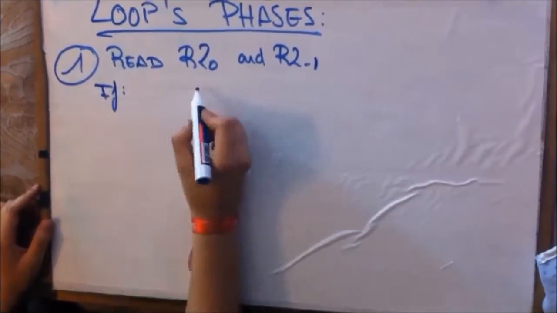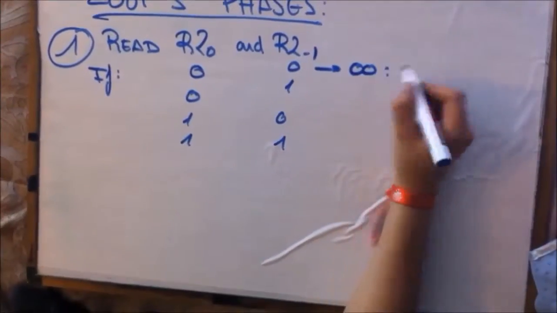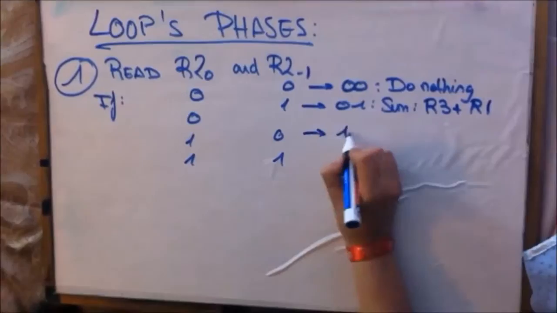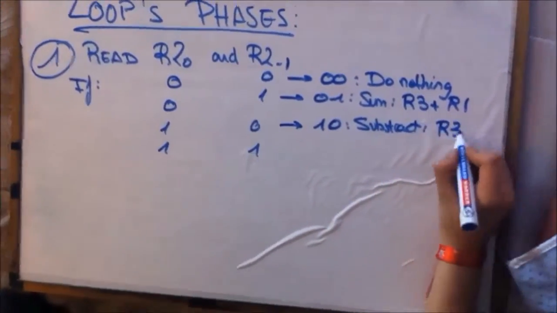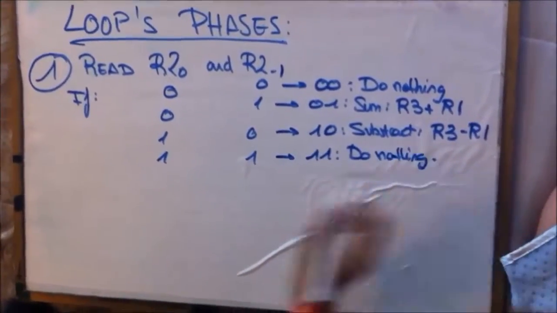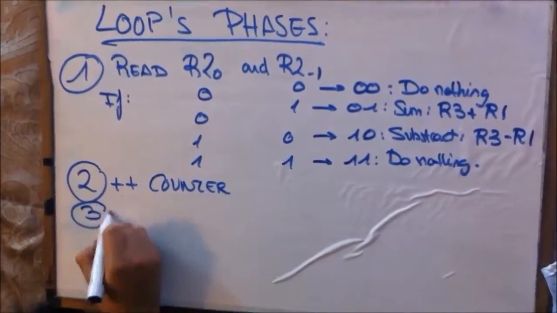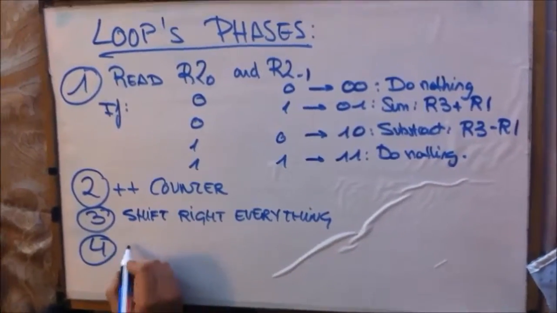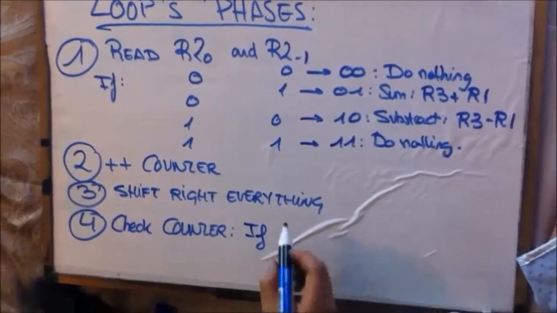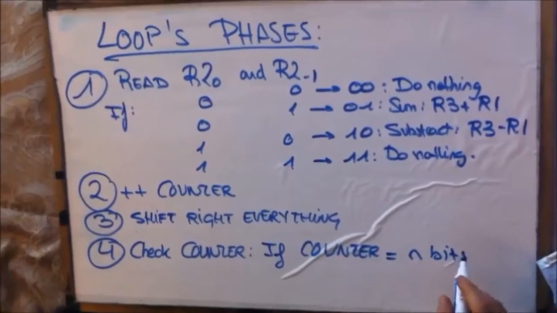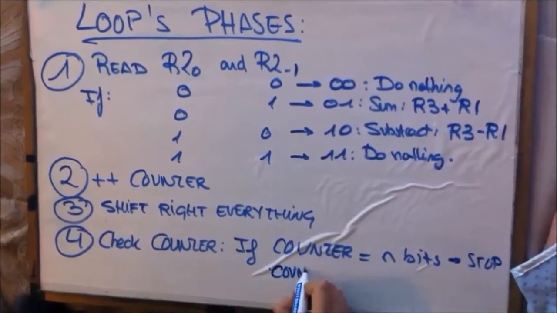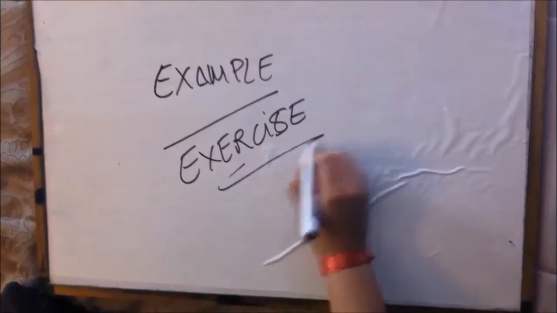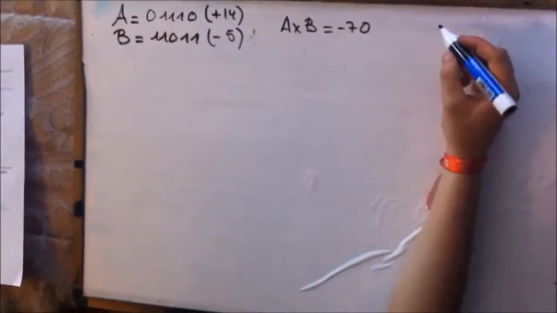The first of all is to read these two positions in order to determine what the process is going to do after that. Depending on the order and if they are the same or different, we're going to do something or something else. The second one is to increment the counter one by one. The third one is to shift everything to the right. And the fourth is to check the counter in order to know if we have reached the end of the process or not.